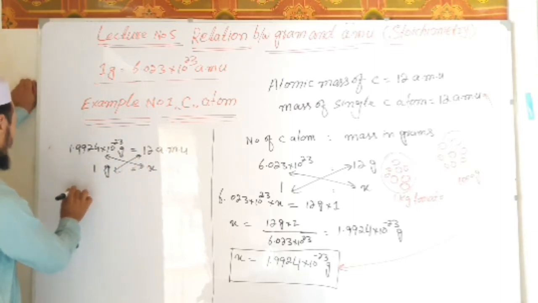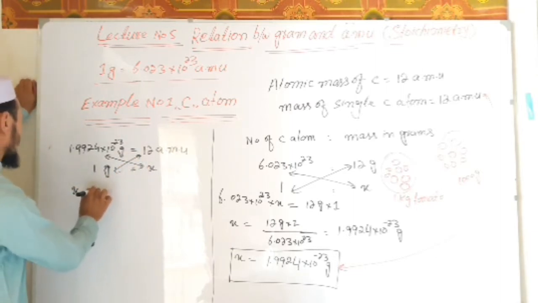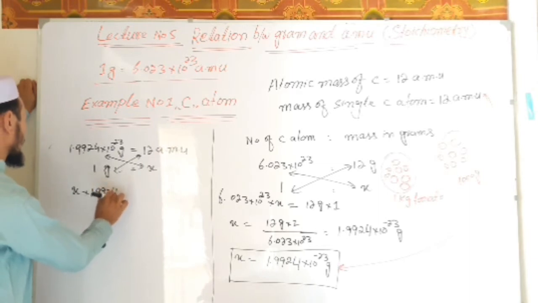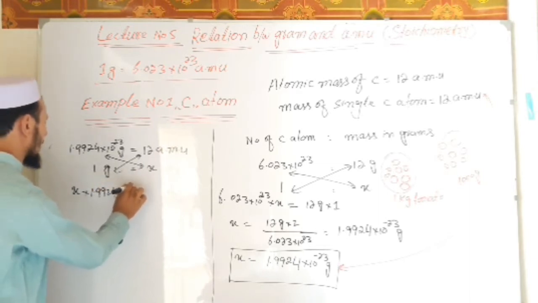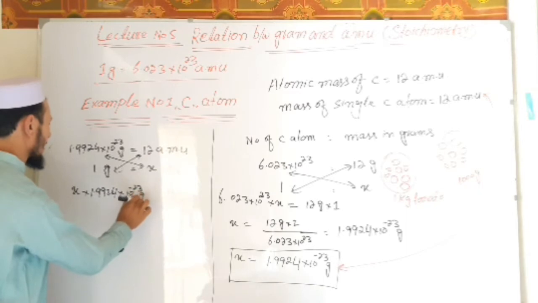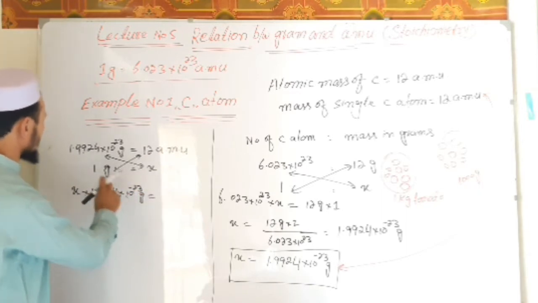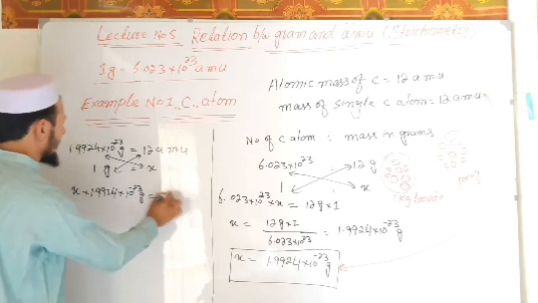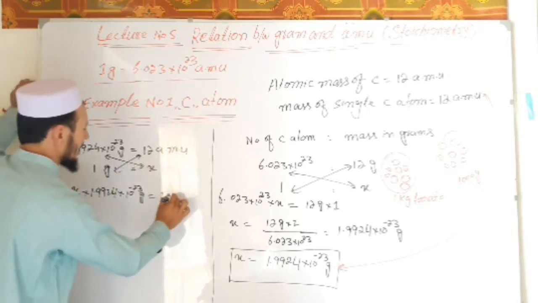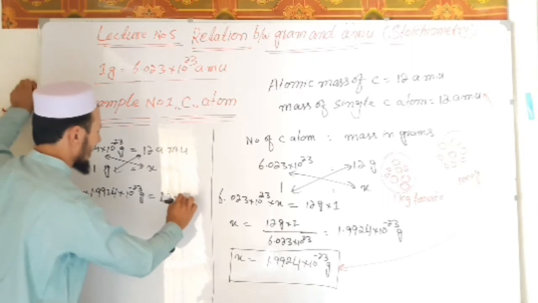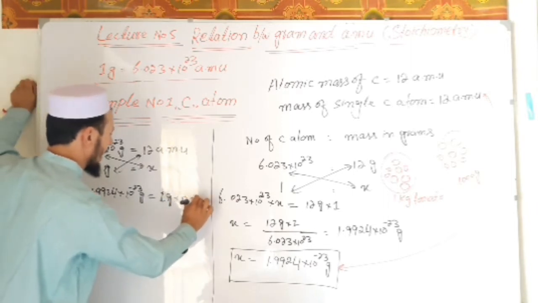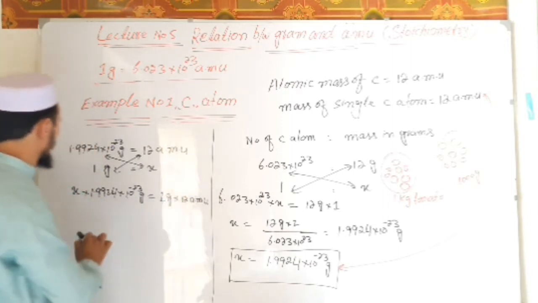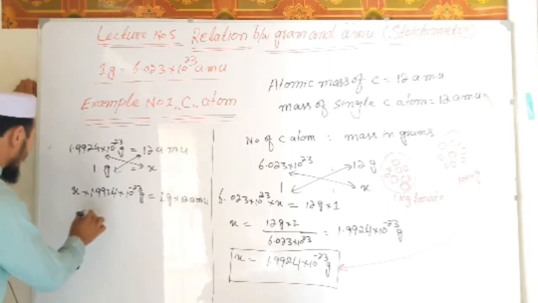So, we will get x multiplied by 1.9924 multiplied by 10 raised to the power of minus 23 gram is equal to 1 gram. We are writing everything with unit. 1 gram multiplied by 12 a.m.u.